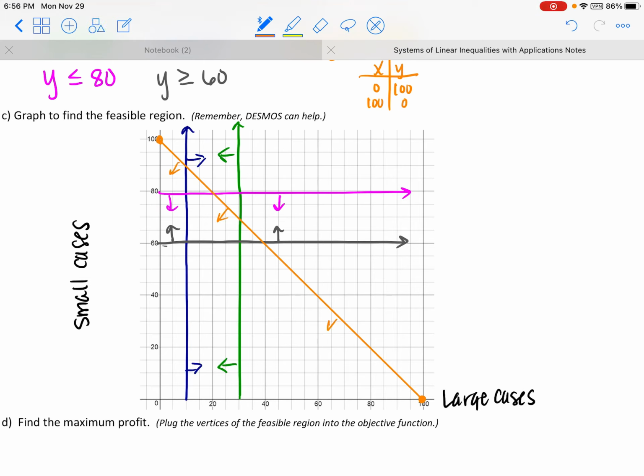So if we're between the two horizontal lines, between the two vertical lines, and below that orange line, I can see my feasible region, my solution region, is going to be here.